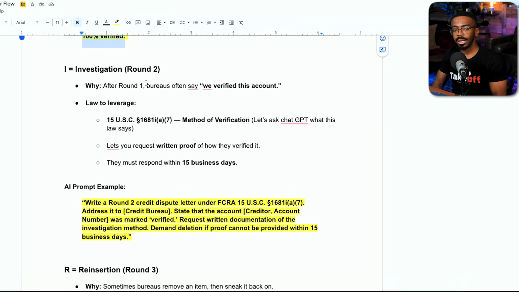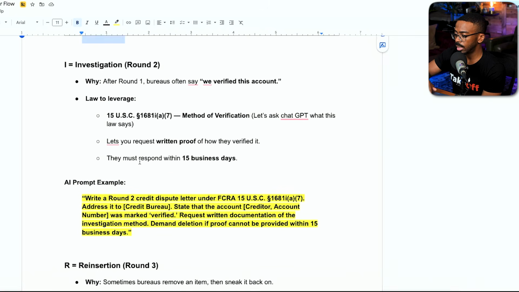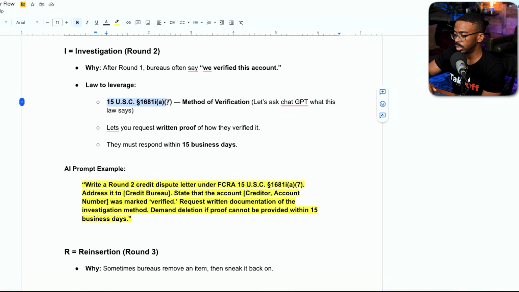This is where the I in our AIR framework comes together, right? So I stands for investigation. Now with investigation, once again, if we're preparing for the credit reporting agencies to come back and say, we verified it, the account is accurate. Now what we're going to do is we're going to take this law, which is what we call the method of verification law, our round 2 framework.